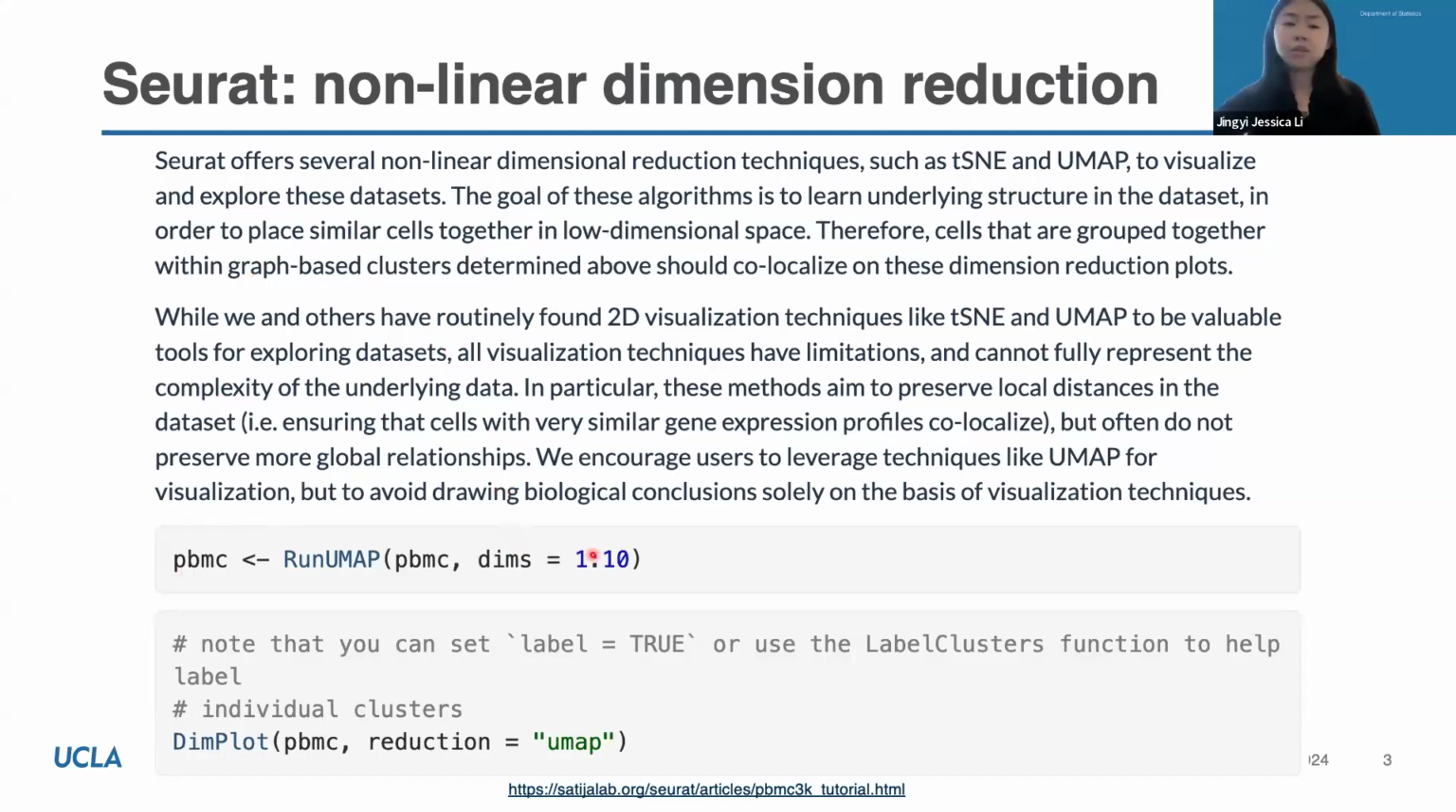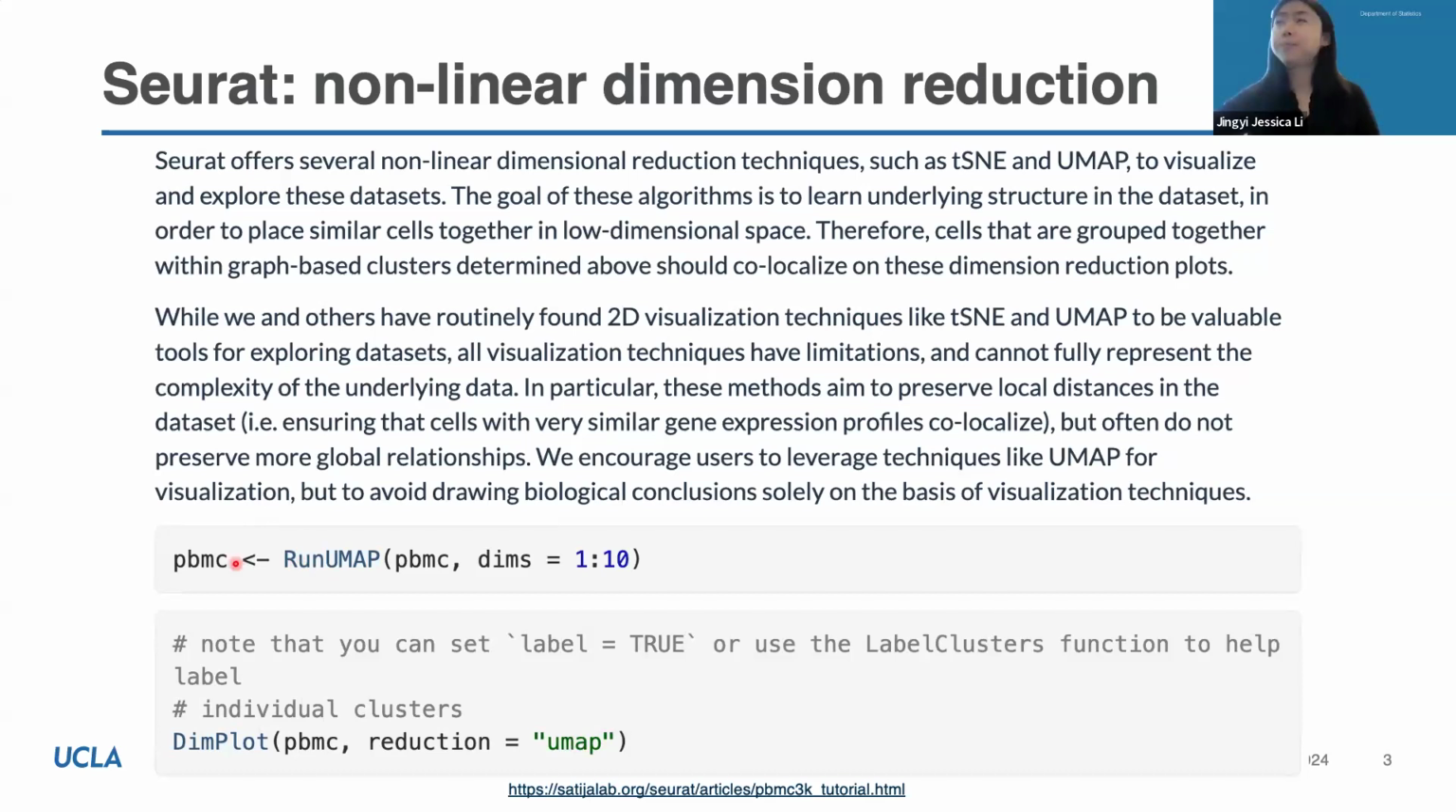And this dims 1 to 10, what does it mean? I'll introduce it in two slides. And then this is a built-in plotting function in Seurat. That is, if you have run UMAP, then there is a slot called UMAP in this object. Then you can directly call the slot using the reduction argument to specify, okay, you're calling UMAP instead of t-SNE, because you can possibly save multiple reduction results in the same object under different names. Then it will be plotted by DimPlot.